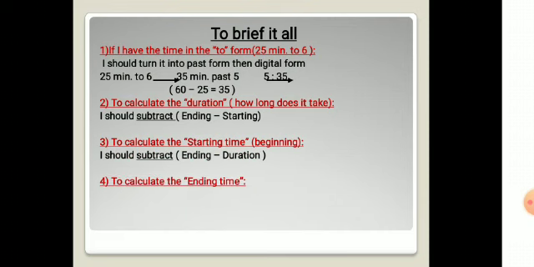The fourth point that you should memorize and know is to calculate the ending time, yes, I should add. So only for the ending time I have to make addition. When I'm asked about the ending time, I should add the beginning time and the duration. So when I'm asked about the ending time, I should add the two given times.